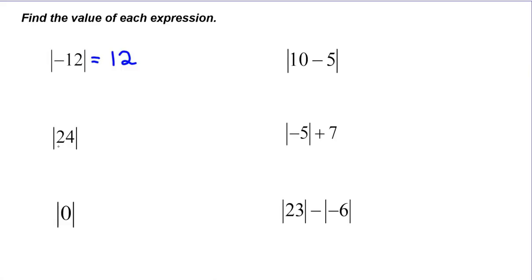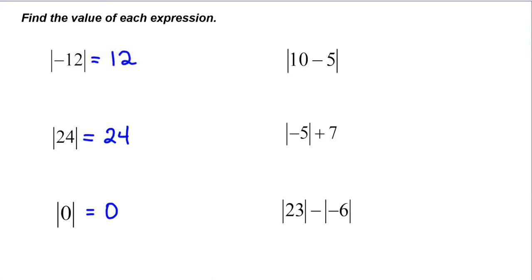Next one, we have the absolute value of 24. And again, 24 is 24 units from 0, so the absolute value of 24 is 24. And then the next one, the absolute value of 0, we've seen this before. 0 is 0 units from 0, so the absolute value of 0 is 0.